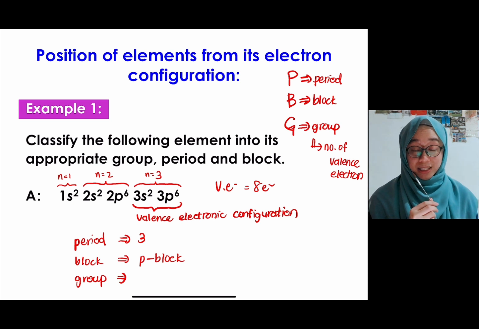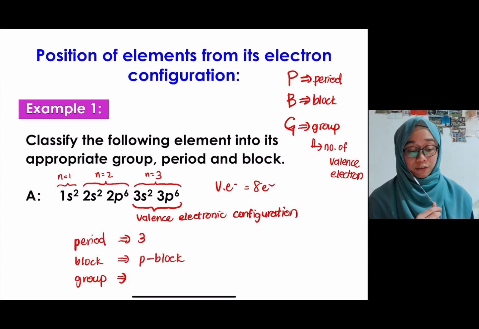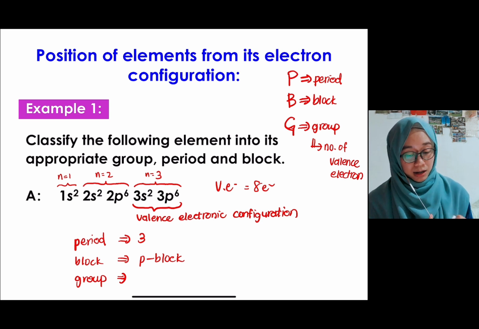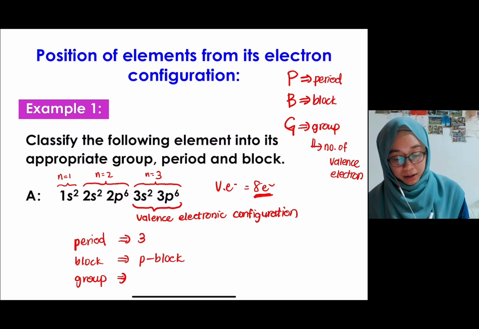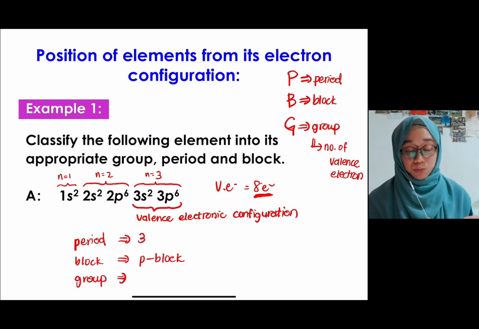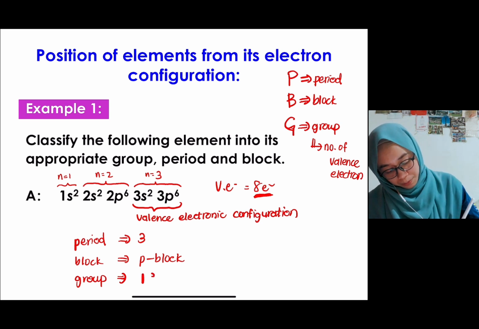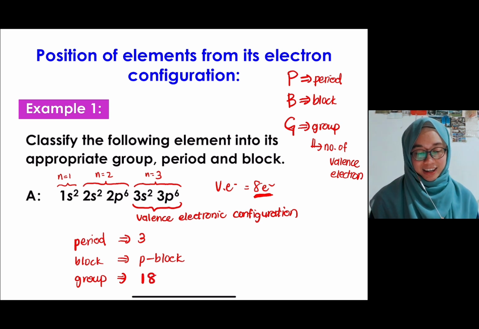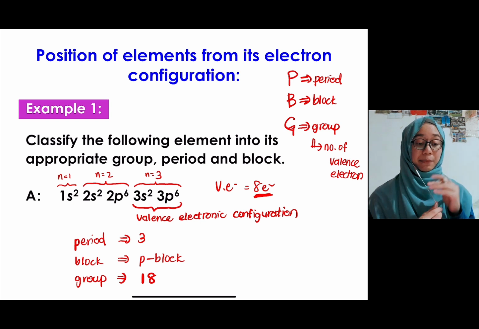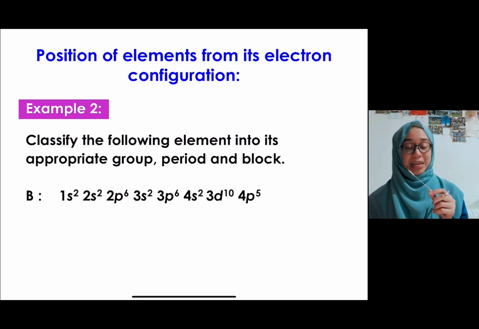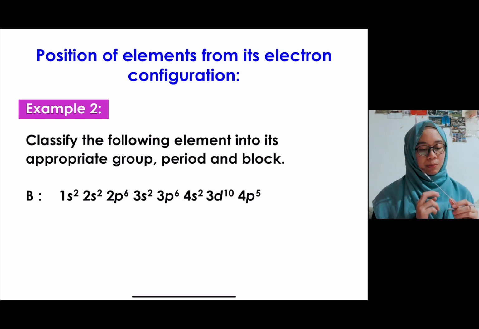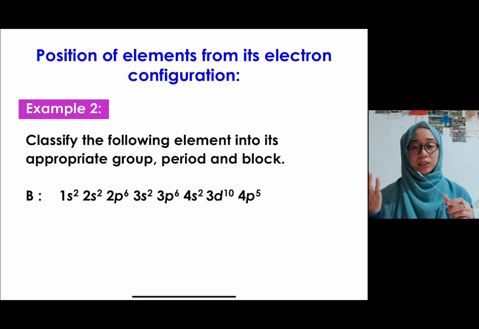Okay, so basically since the element A adalah in P block, therefore group dia adalah 8 valence electron tambah dengan 10. Therefore it is in group 18. Okay, so this is for element A. Kita tengok pula element B. Okay, so element B pula, again kita nak identify the group, period and block, but let's start with period dahulu.